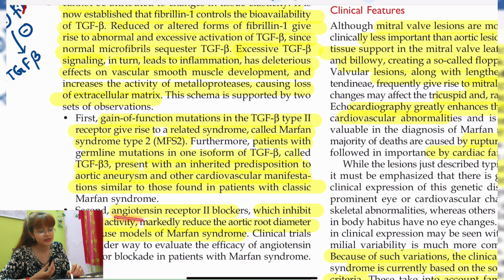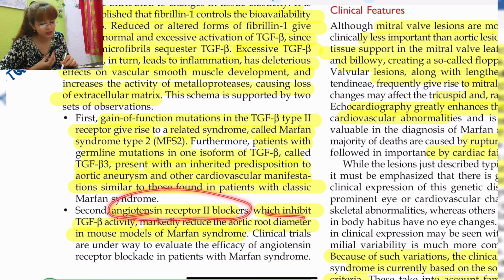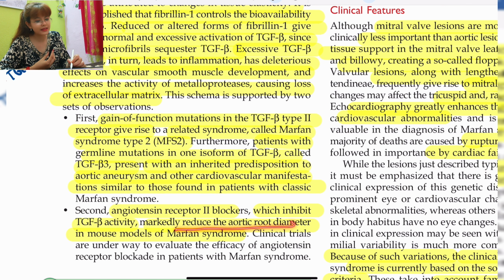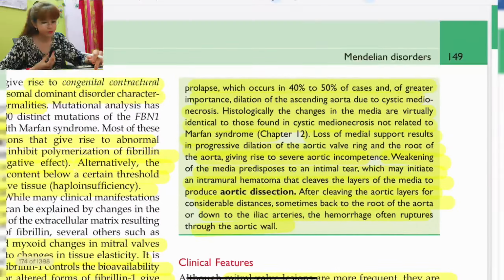There are also angiotensin receptor 2 blockers which inhibit the TGF beta activity. They markedly reduce aortic root diameter, and therefore this is under clinical trial. So angiotensin receptor 2 blockers can be used. This is under clinical trial because it inhibits the TGF beta activity, and this is what is required here because TGF beta is getting proliferated and there's an excessive activation of TGF beta. So angiotensin receptor 2 blockers can play some role here.